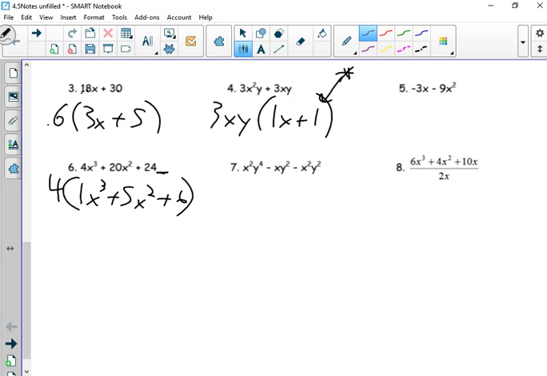Okay, I'm looking at my x's first, on number 7. I have 2, I have 1, I have 2. The most they have in common is 1. I'm looking at my y's. I have 4, 2, and 2. The most I have in common, 2. Now I divide.